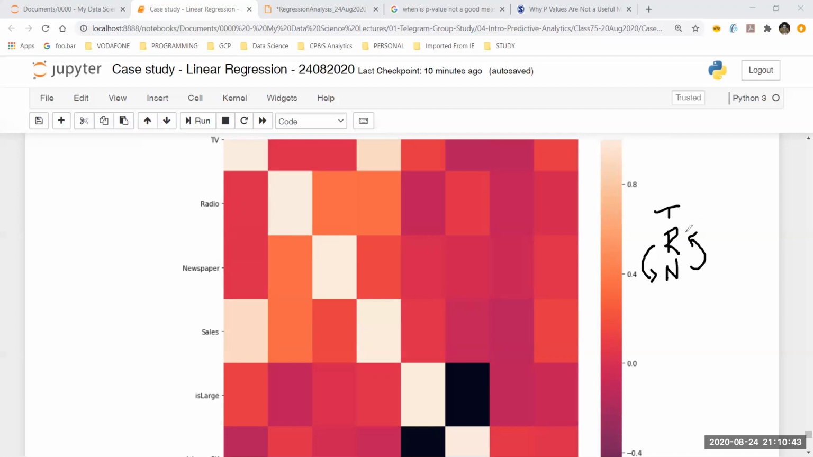So one variable dragging the other is a very common problem. Radio is dragging newspaper, and newspaper will be dragging radio. That's the reason why I need to get rid of one. Now, how do you get rid of that one? It's a very, very important question.